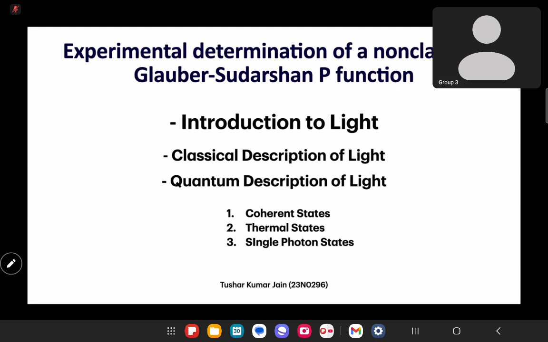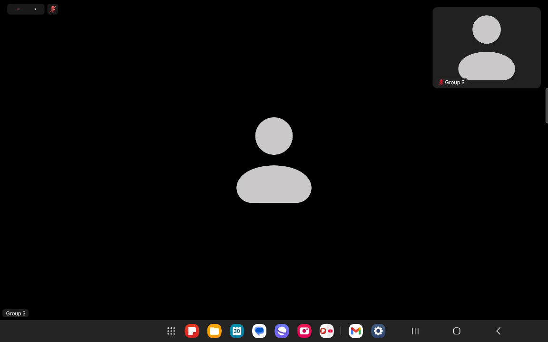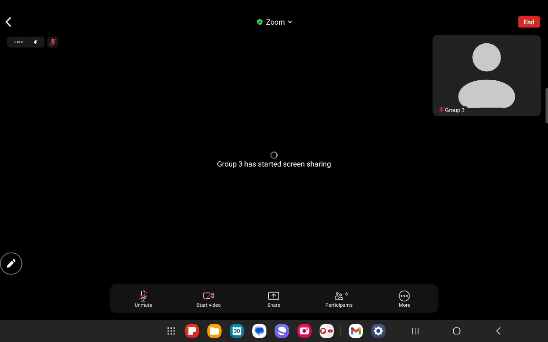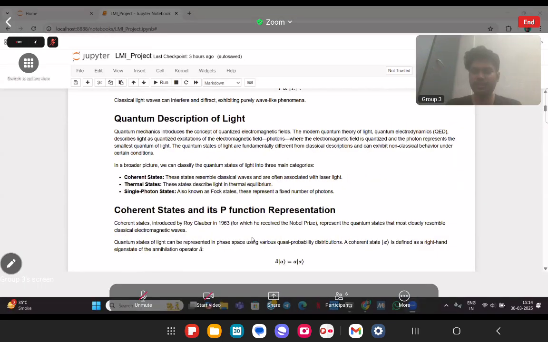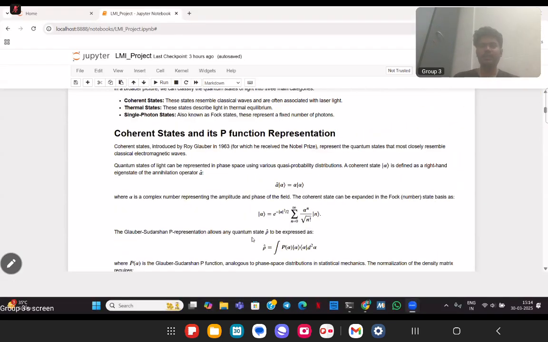With this theoretical foundation which I have laid, I'll now hand over to Mr. Gaurav Nandi, who will explain coherent states in detail as well as their P function representation. Gaurav, it's to you. Thank you, Tushar, for the great introduction to this paper.